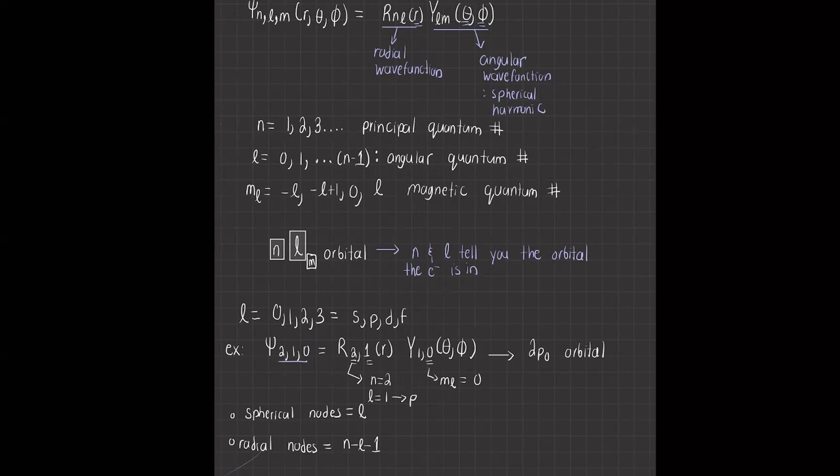And if it was in the reverse, like a 1s orbital, then this would be 1, this would be 1, this would be 0, and this would also be 0, because the only value that M could be is 0.